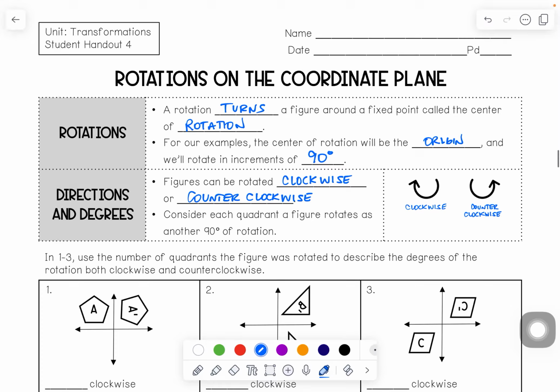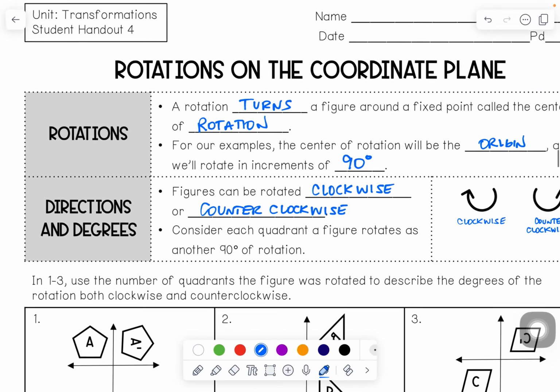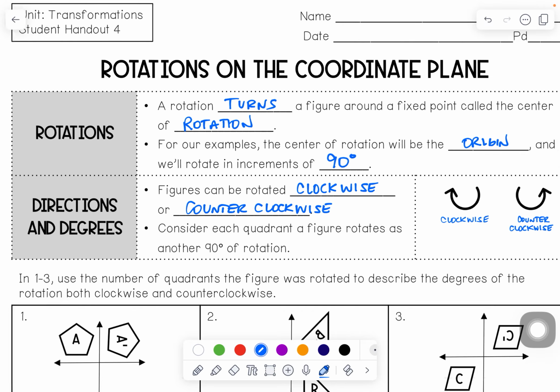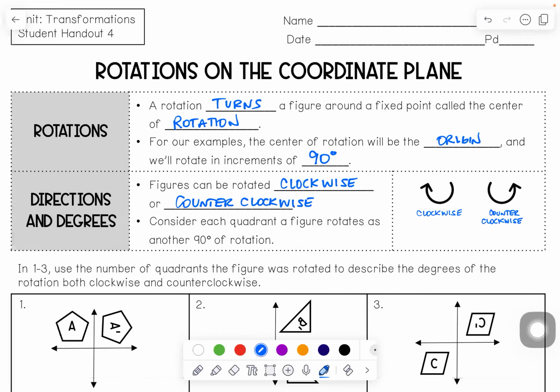Right, so if I'm starting with the pre-image A and I'm rotating to A prime, I could rotate clockwise 90 degrees. I could also rotate counterclockwise 90, 180, 270. All right, so there's two ways to rotate to get that, okay?